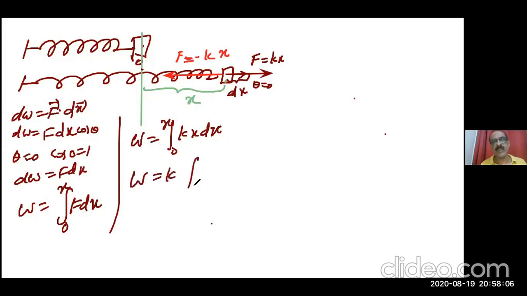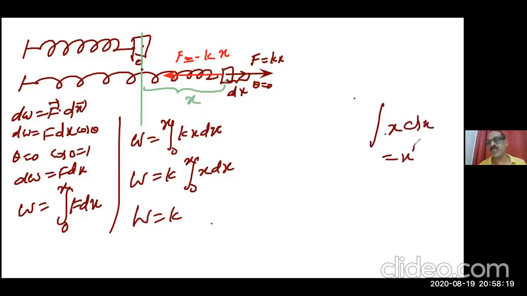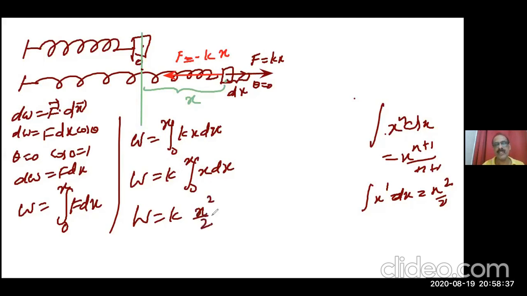W is equal to k into the integral from 0 to x of x dx. Integration of x to the power n dx is x to the power n plus 1 divided by n plus 1. So here the power is 1, and the integration of x dx means x squared by 2. So we can write k times x squared by 2, and we have to apply the limits for x. x can have two values, initial value 0, final value x.